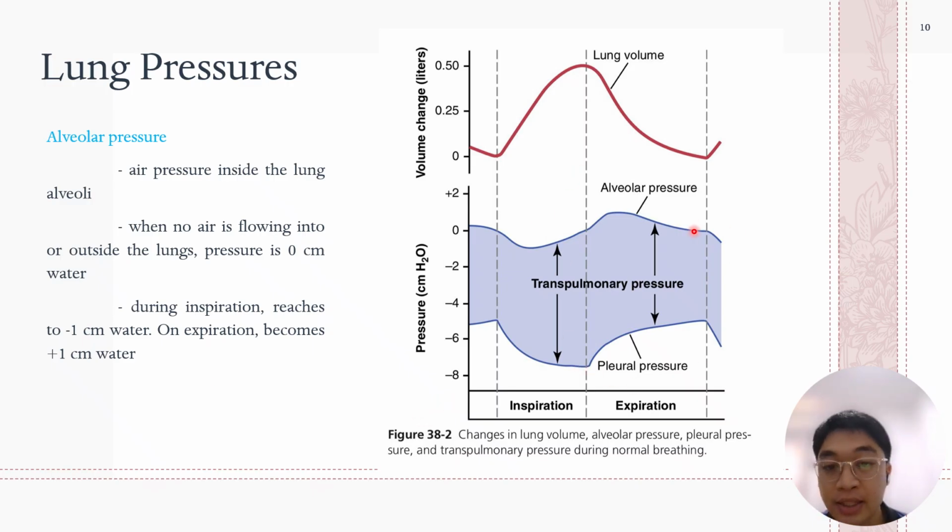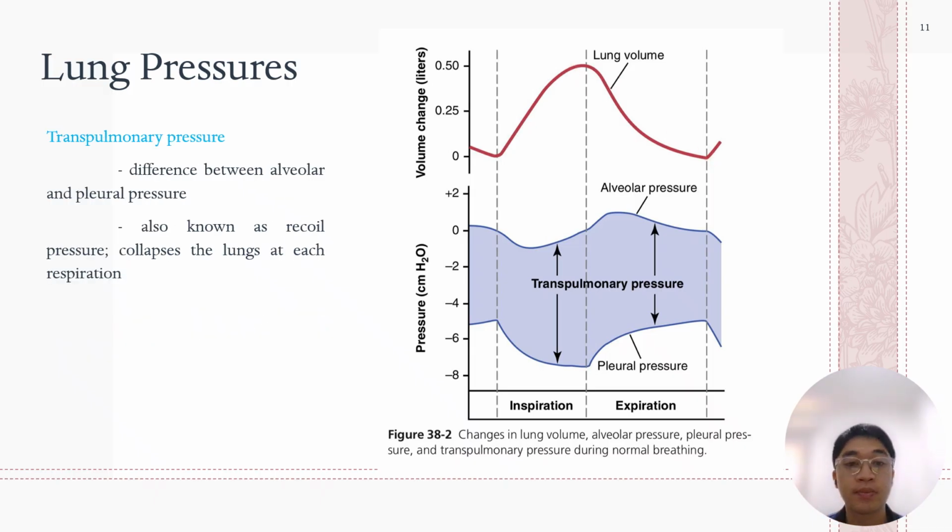So take a look again at the diagram. Initially, the pressure is almost zero. But during inspiration, at this area here, at the very rightmost, your pressure becomes negative 1 centimeter water, and as you can see, the lung volume increases. But during expiration, your alveolar pressure increases to approximately 1 centimeter water in order to push the air out. That is why the lung volume decreases.